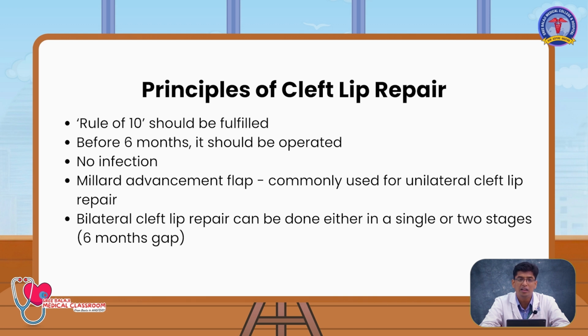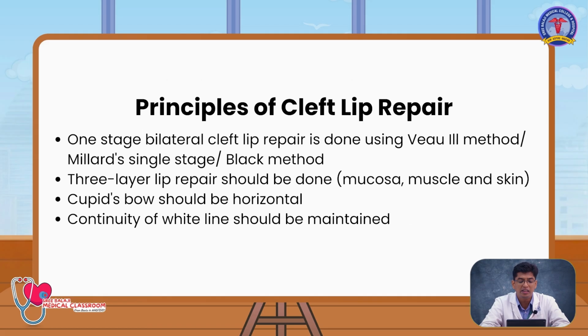Bilateral cleft lip repair can be done either in a single stage or multi-stage. Most commonly, 2 stages are done with a 6 month gap in between. One stage bilateral cleft lip repair is done using the Veau III method, or Millard's single stage, or Black method.